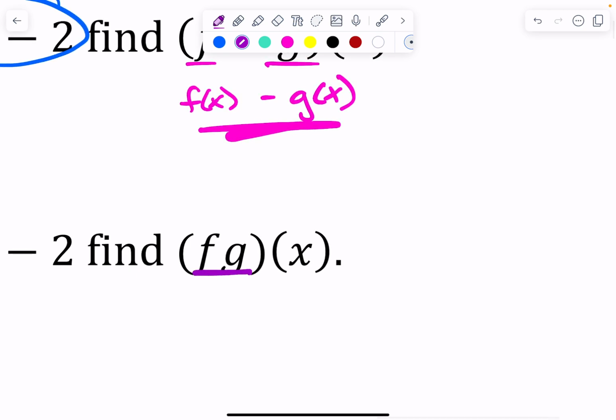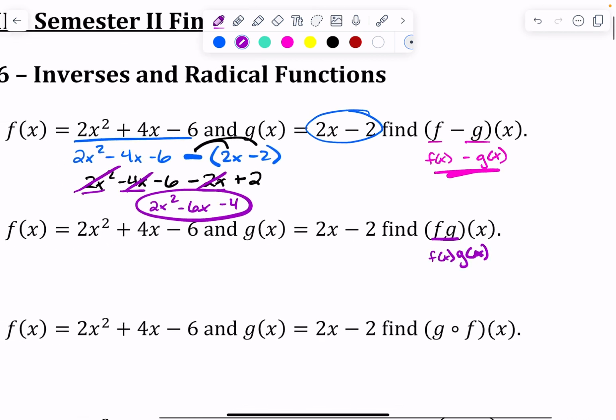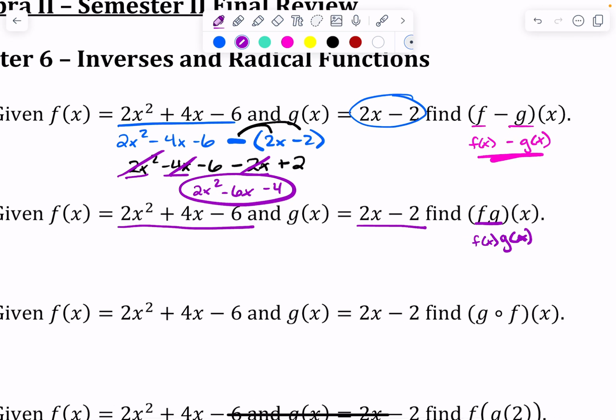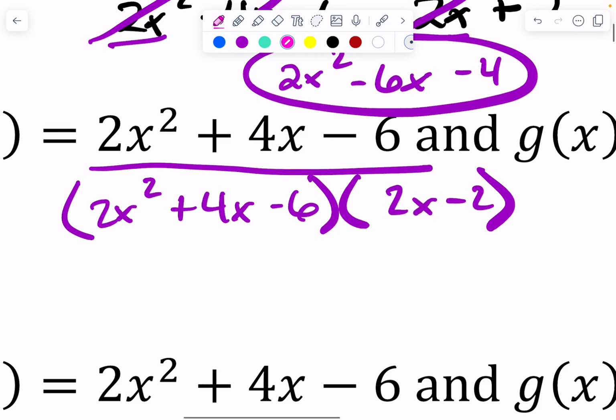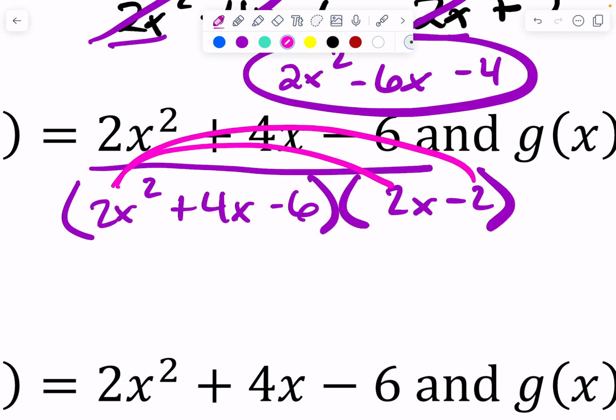All right, now this next one is fg. That means f times g. So that's just f of x times g of x is what that means. Okay, I'm taking this guy times this guy. All right, 2x squared plus 4x minus 6, that guy times 2x minus 2. Those two times each other, right? Okay, now how do I multiply? I'm going to FOIL, except it's a little bit longer than FOIL because I've got extra pieces in there, but it's fine. 2x squared times 2x and 2x squared times negative 2. So 4x cubed is what this first little bubble is, okay? 2x squared times negative 2 is negative 4x squared, okay?